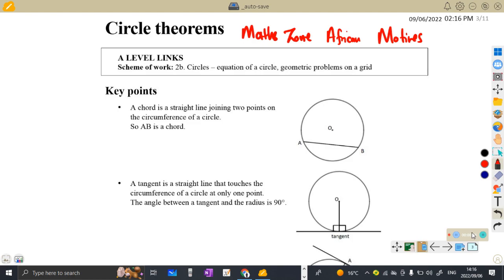So here I'm just going to browse through some of the important parts that we have on a circle. Here, given the key points from the chord, a chord being a straight line joining two points on the circumference of a circle. So AB is a chord like this one that you're given. From A to B, we've got this part here, which is an arc. So we are having an arc of a circle. So this is actually an arc, and that's our chord in this case.